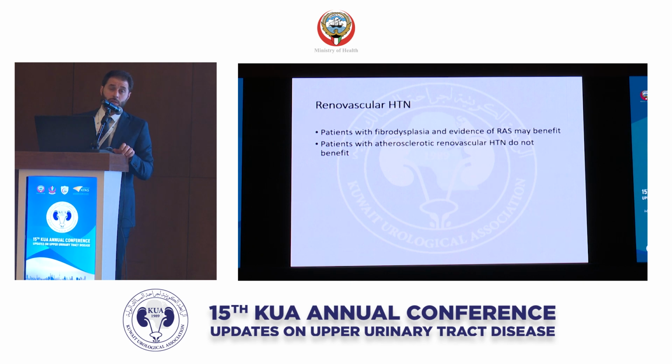Renovascular hypertension. Patients, again, this is rare because the majority of your patients that do have renovascular hypertension have atherosclerotic disease of the aorta. And in these patients, really trying to intervene will not change their course of disease. But if you have young patients that have intimal fibrodysplasia, then these patients will benefit from a nephrectomy to optimize their blood pressure control after transplant.